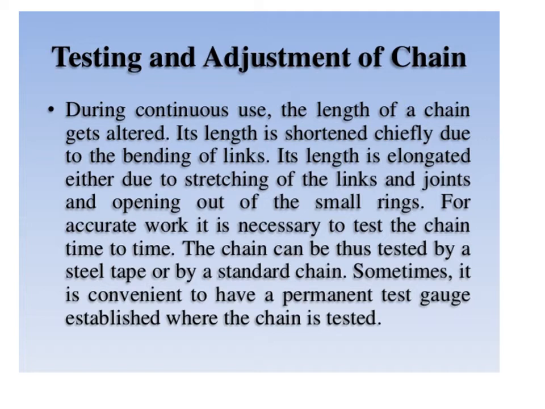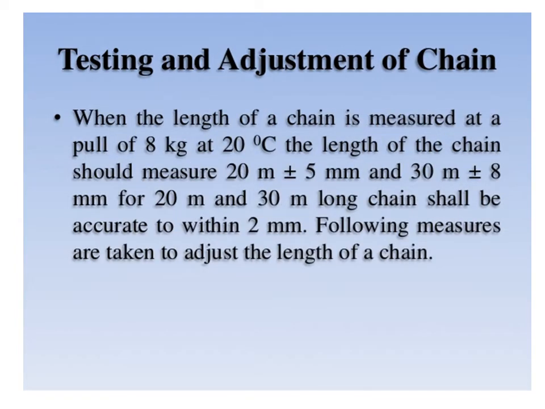It is convenient to have a permanent test gauge where the chain is to be tested. While testing and adjusting the chain, when the length of chain is measured at a pull of 8 kg at 20 degrees Celsius, the length of chain should measure 20 meter plus or minus 5 mm, and for 30 meter it should be 30 meter plus or minus 8 mm. Following measures are taken to adjust the length of chain.